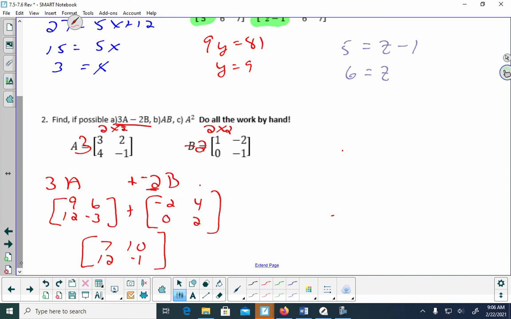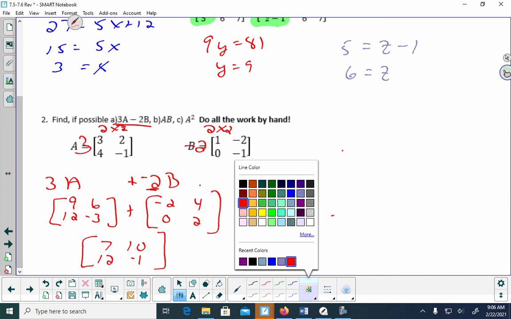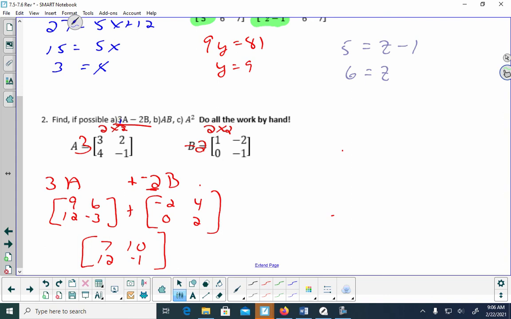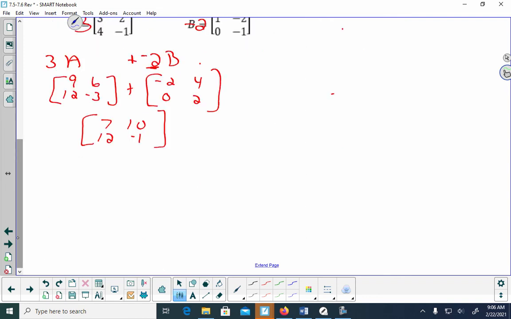This next one, B, they want me to multiply. Again, just because the matrices are the same dimension doesn't necessarily mean that you can multiply. These two numbers here have to match, and they do, so I can multiply. So when I multiply, I'm going to just copy these down so I can see them, and I'm multiplying that by B.